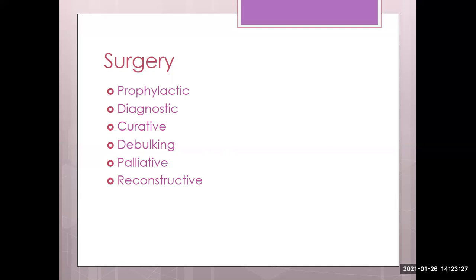Debulking is to debulk part of the tumor. So if they can't remove the entire thing, but they can remove part of it in order to help with symptom management, then that would be like a debulking procedure.